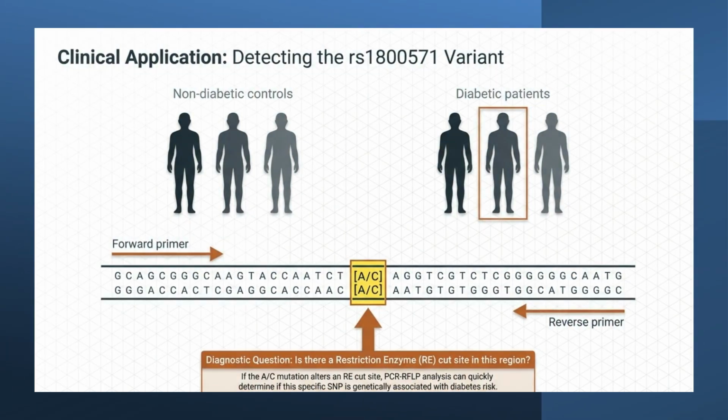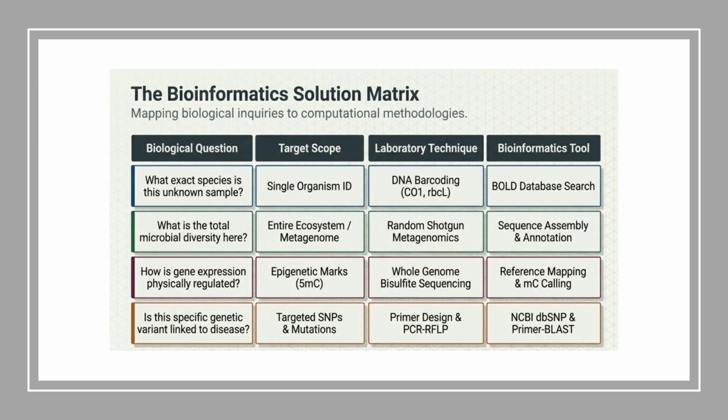Clinically, we can detect specific variants like rs1800571. Using PCR-RFLP analysis, we can determine if a genetic mutation alters a restriction enzyme cut site. This matrix summarizes our bioinformatics solutions, mapping various biological questions to the appropriate target scopes, laboratory techniques, and computational tools.